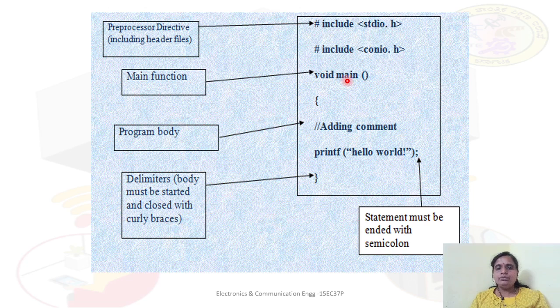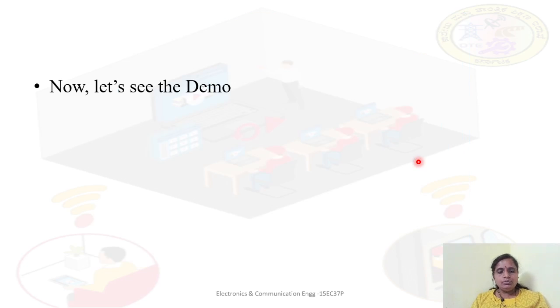Next we are going to write the main function. This is the main function of your whole program. Then here comes the program body where you are going to write all your logic, starting and closing with the delimiters, which are nothing but the curly braces. We have to keep in mind that every line in your program body is followed by a semicolon, except some control structures, which you already know. This is the structure. I will just go through the demo by using your Turbo C.